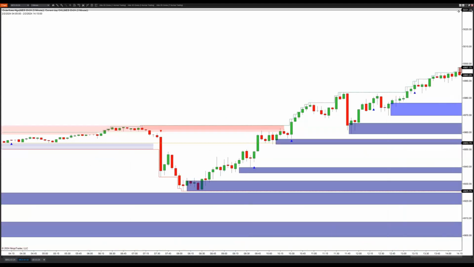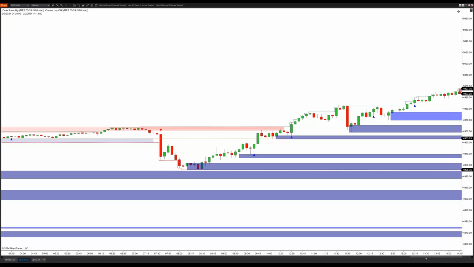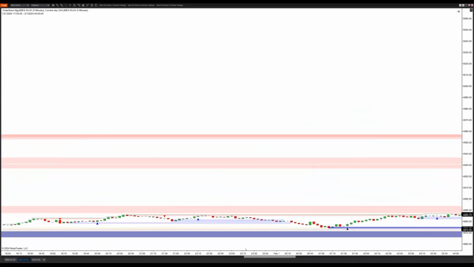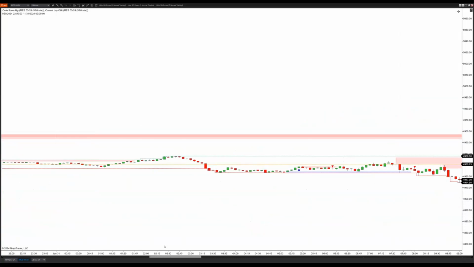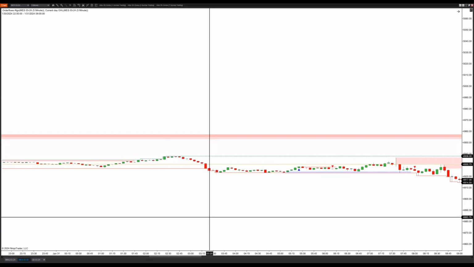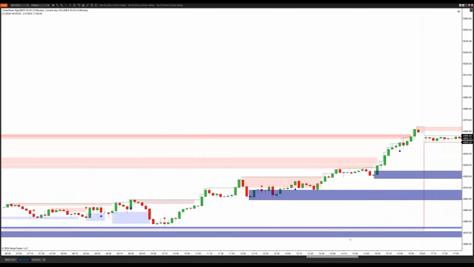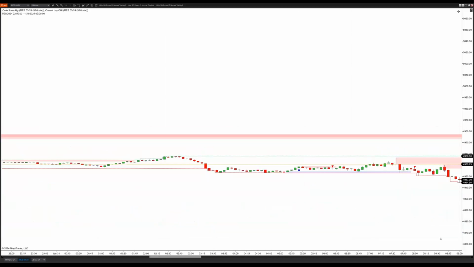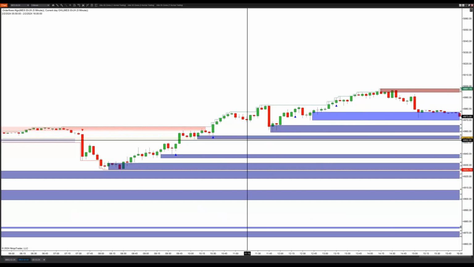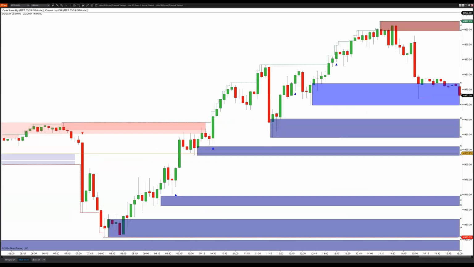S&Ps have been rallying. So I don't know if there's any big supply zones that were there. Not really. Everything is just, S&P is just a lot of demand coming in right now.